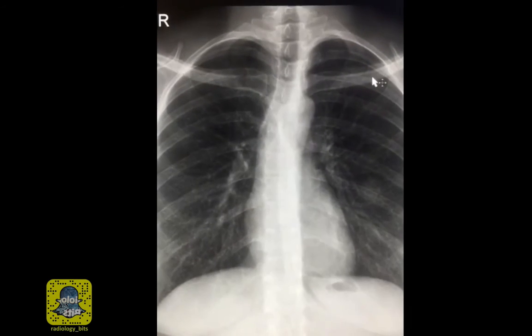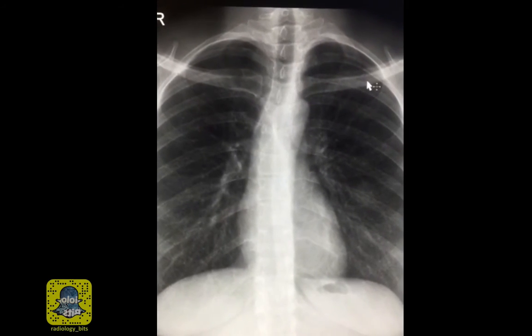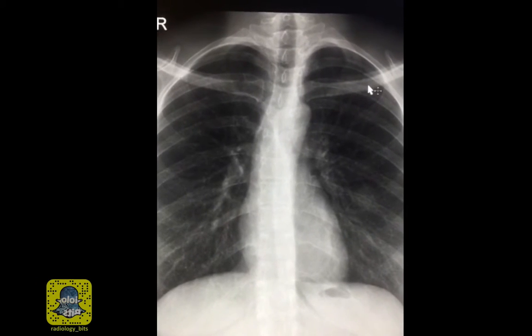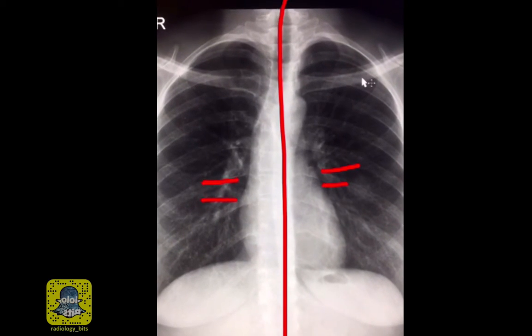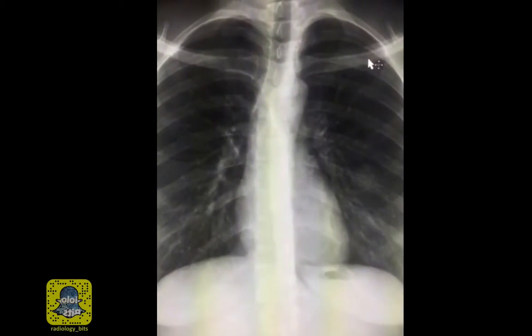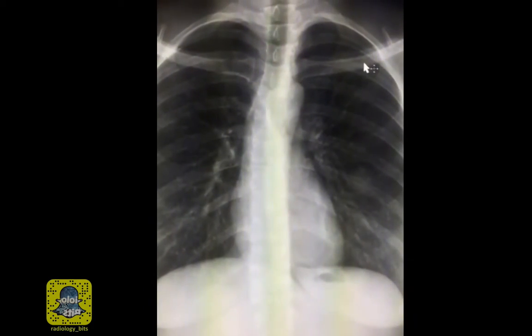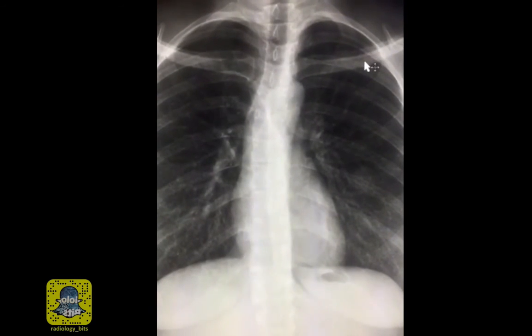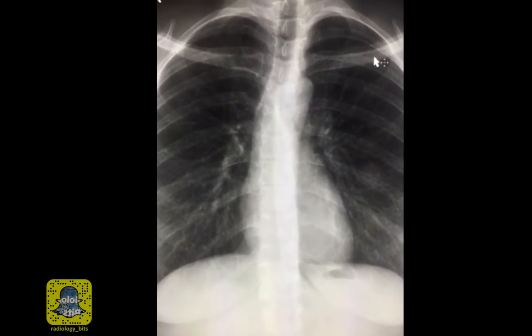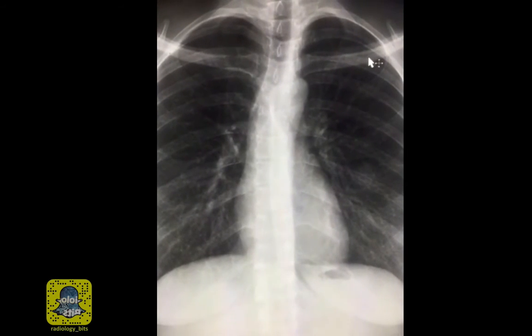So what have we learned today? First, look carefully for opacities, and the trick is to compare both lungs for symmetry. The rule is the density on each side of the midline should be equal. The other teaching point is that a density that is seen on one projection may be in the lung or outside of the lung. By outside, we mean skin, chest wall, subpleural space, or pleura.